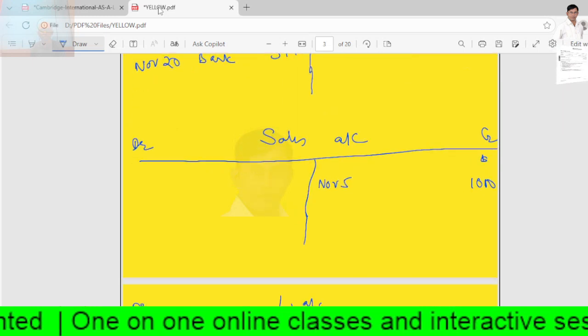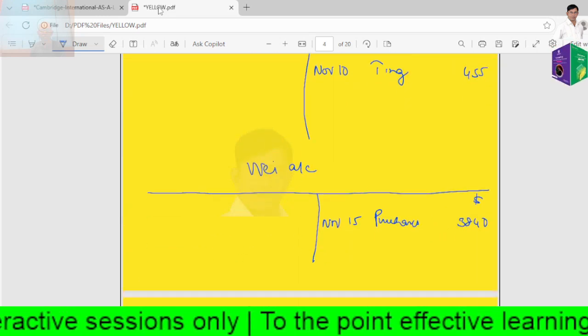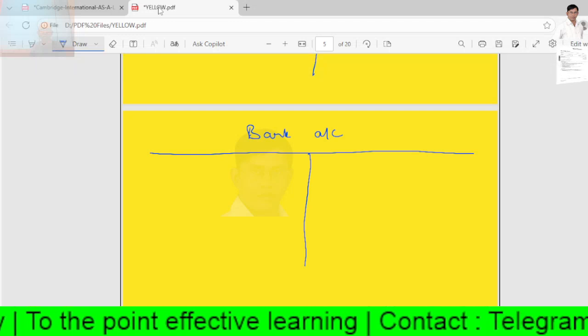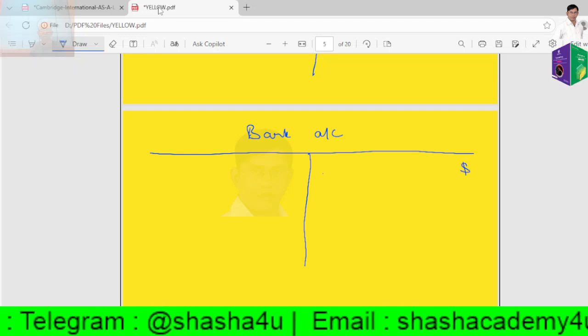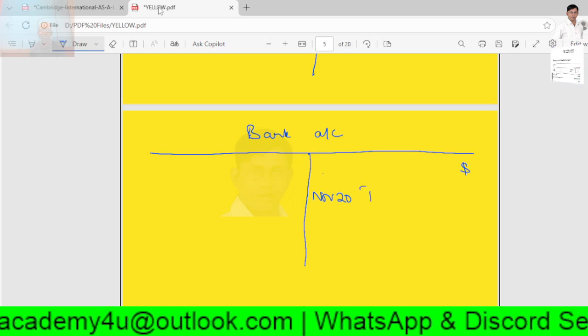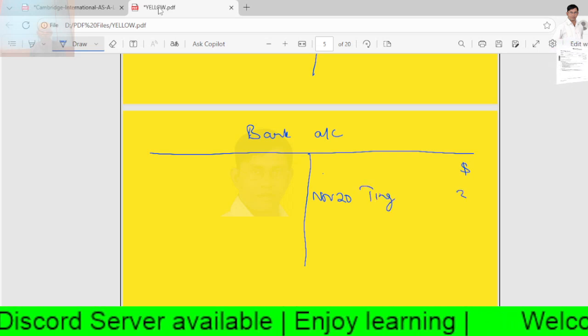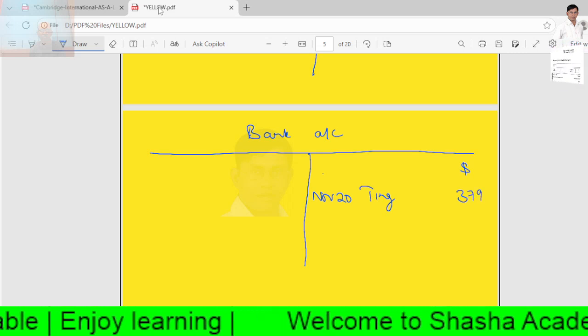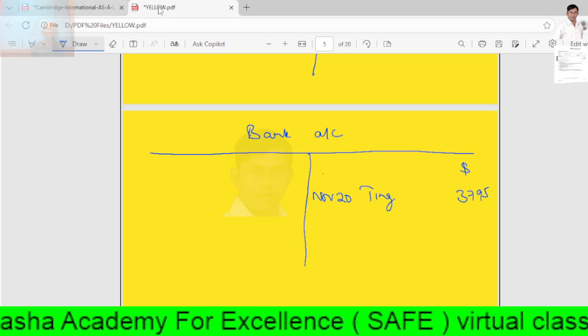Complete the entry. How do we complete the entry? We have to write in bank account, November 20. We have paid to Tinge 3795. So we have to pay to another person.